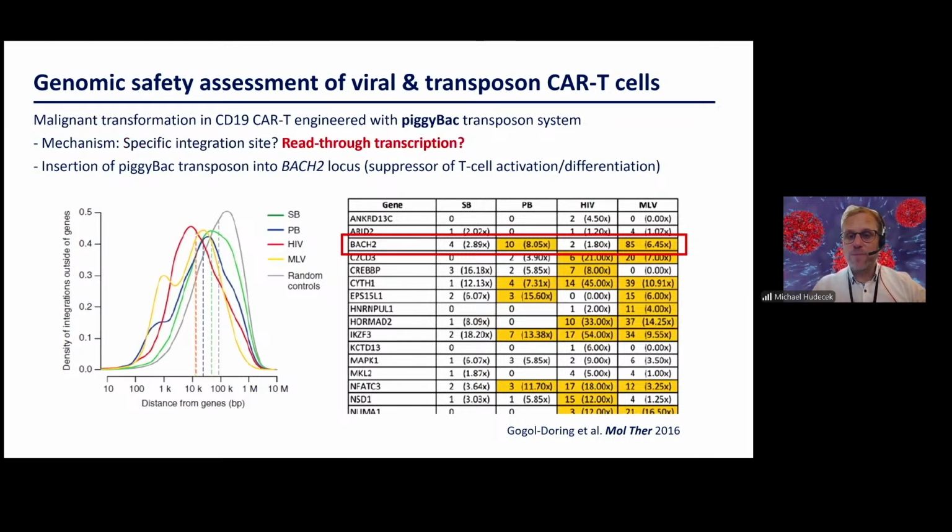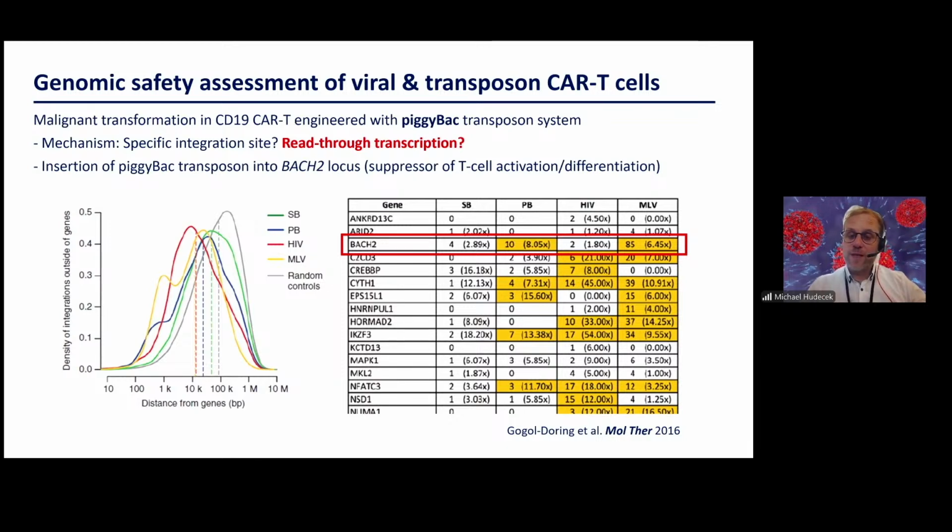The other major mechanism is so-called read-through transcription, where there are unintended transcripts resulting from the transgene, and this is mainly related to the promoter that is being used in the expression cassette. And we have developed some refined expression cassettes and promoters that further mitigate that risk.